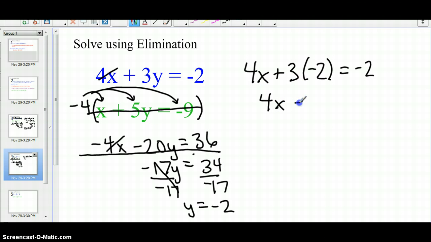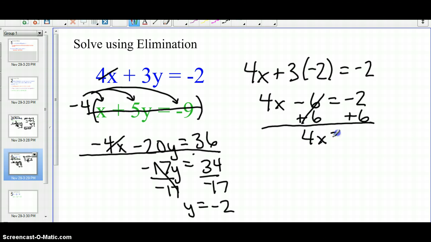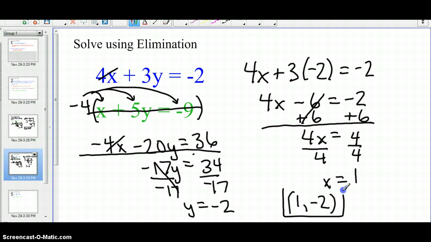So 4x minus 6 equals negative 2. There's going to be two steps. First thing I should do is move this negative 6, because you have to get the 4x all by itself before you get the x all by itself. So I do the opposite of subtracting 6, which is adding 6. So I have 4x equals 4, then divide by 4. x equals 1. Write your answer as an ordered pair, 1, negative 2. Remember, x always comes first.